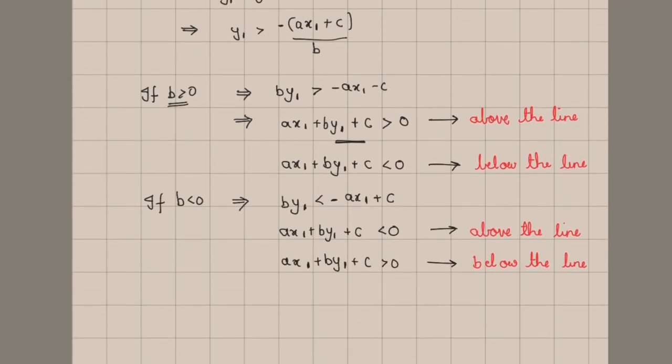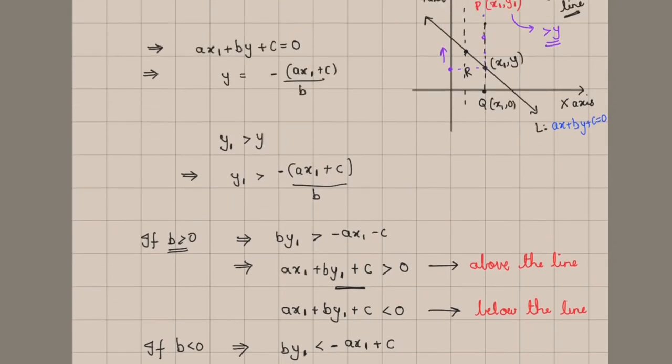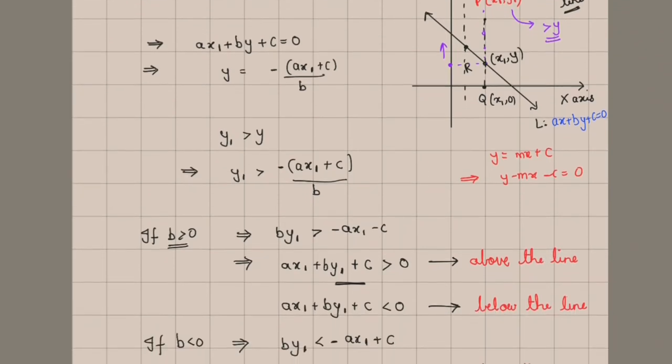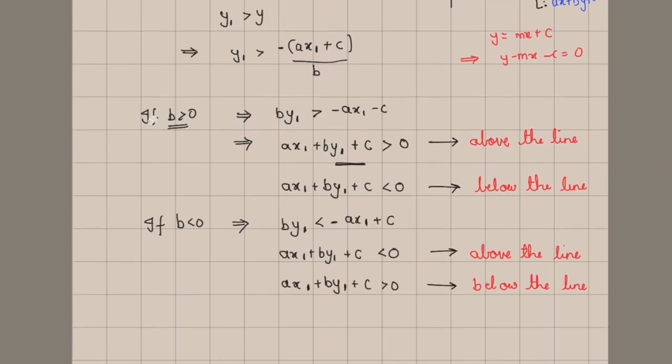Or else you can convert this ax plus by plus c to the form y equals mx plus c and substitute, the term y minus mx minus c equal to 0. Substitute that point here. If it is greater than 0, it is above the line. If it is less than 0, it is below the line, because the coefficient of y, which is b, is positive here. So you got this condition. If it is greater than 0, you get above the line. If it is less than 0, that means it is below the line.